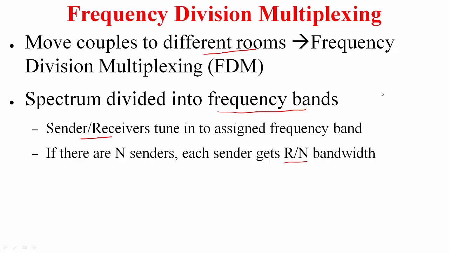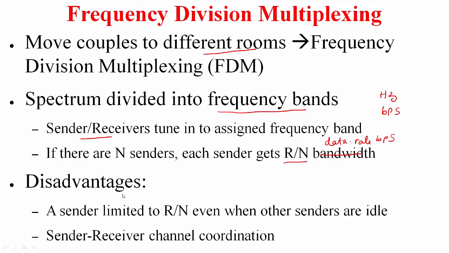Assuming the bandwidth in hertz is proportional to the data rate in bits per second, if there are n senders, each sender is going to get R by n, let me call it data rate here so that there is no confusion, bits per second. Another point to note here is in the TDM scheme, when a sender transmits, all the receivers can receive that particular transmission. Whereas in FDM, when a sender transmits, only those receivers that are tuned into that particular frequency band can receive.